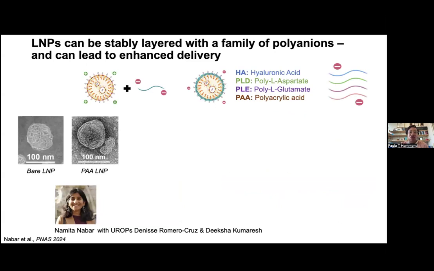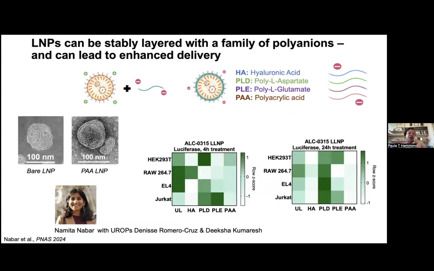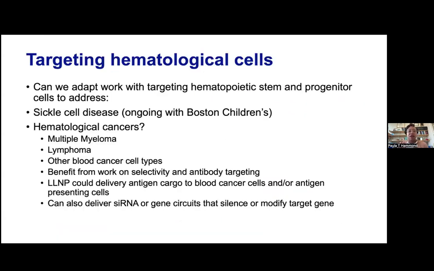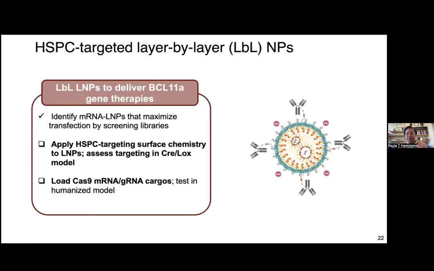Namita is working on coating lipid nanoparticles using the same kind of approach that I just described. She can actually change the degree to which these lipid nanoparticles are able to transfect cells and which cells they are effective in transfecting. And right now we're using her technology to target hematological cells like hematopoietic stem cells, with the idea that we might be able to address sickle cell disease and other kinds of hematological disorders like cancer.